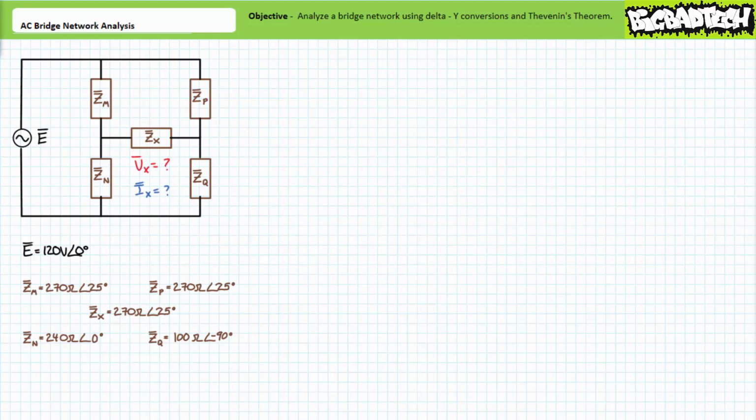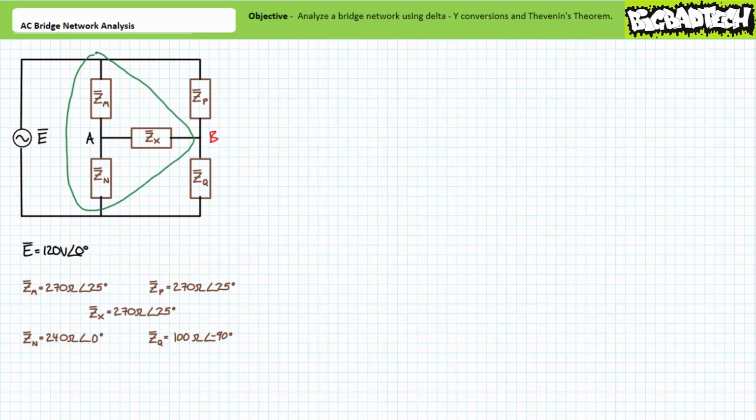Let's say we're being asked to solve for the voltage across and the current through the bridge element Zx. Key to the solution of this problem making use of equivalency between delta and Y configurations is determining the nodal voltages of the bridge element Zx. Let's call these nodes A and B. There are several places to make use of an equivalency between delta and Y configurations in our bridge network.